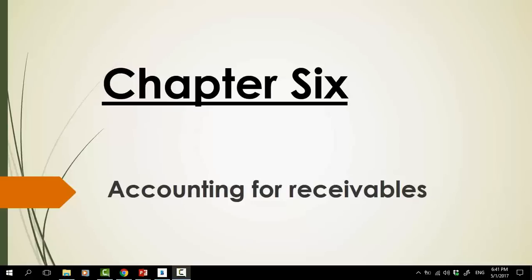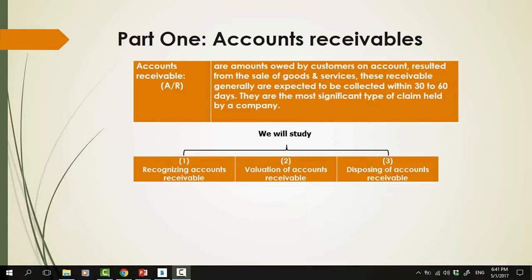أول chapter هنبدأ نتكلم عنه هو accounting for receivables. Accounts receivable are the amounts owed from customers due to providing services or selling goods on account. They are the most significant type of claim held by a company.